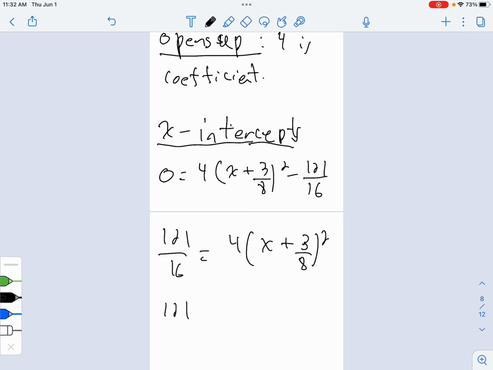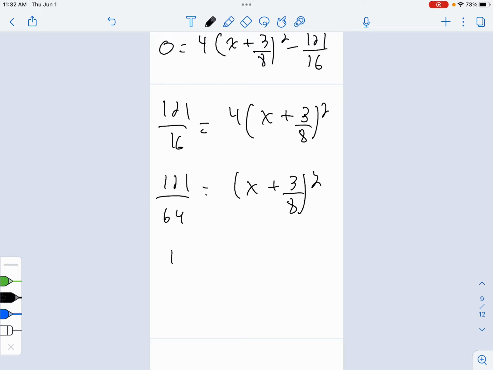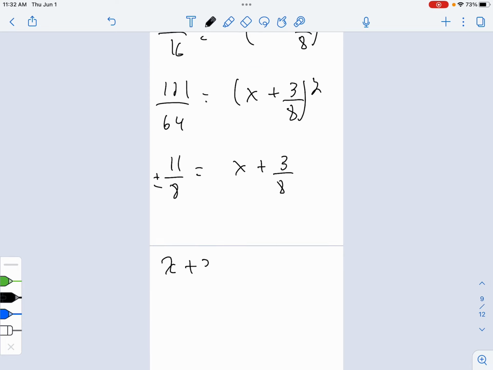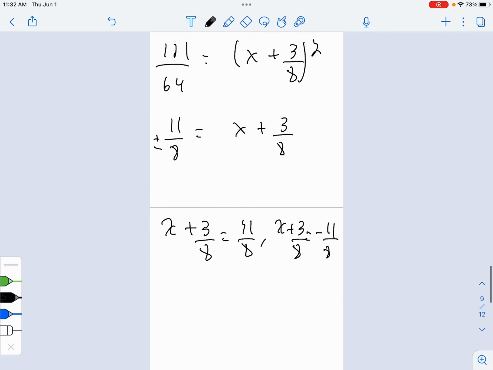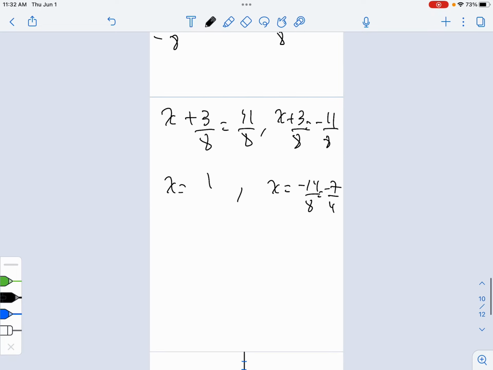Divide by 4. And then I'm going to take the square root of both sides, which is 11/8, plus or minus. So we use the square root property here, and you'd have two solutions from two equations: x plus 3/8 equals 11/8, and x plus 3/8 equals minus 11/8. If you solve the first one, you get 1, and if you solve the second one, you get minus 14/8, which is minus 7/4.